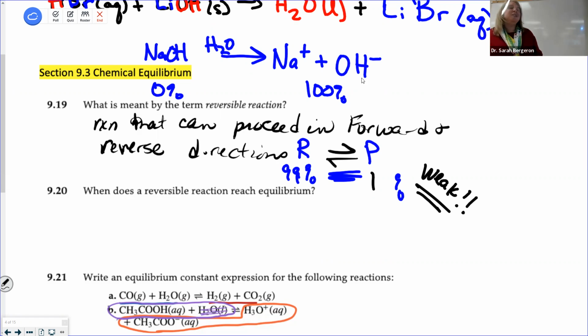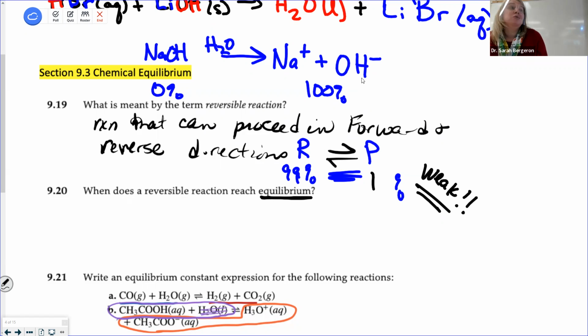So for every single individual chemical reaction, those are unique percentages. It depends on the substances that are in that reaction. They're all unique. And so the way that we describe that is that we say each reversible reaction has an equilibrium.